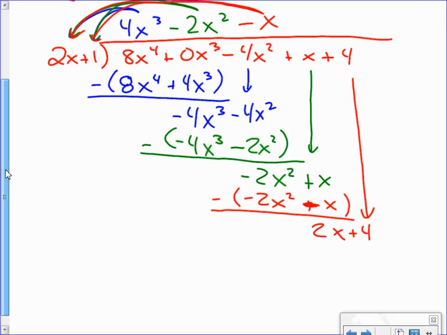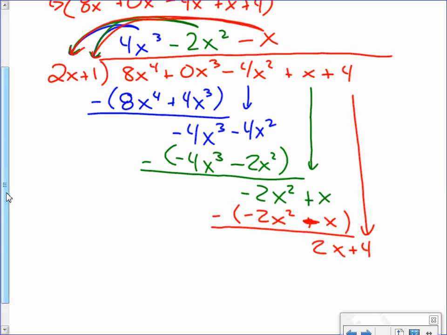Is there any easier way to do this? Oh, yes. Thank you for asking. I'll show you the synthetic way.